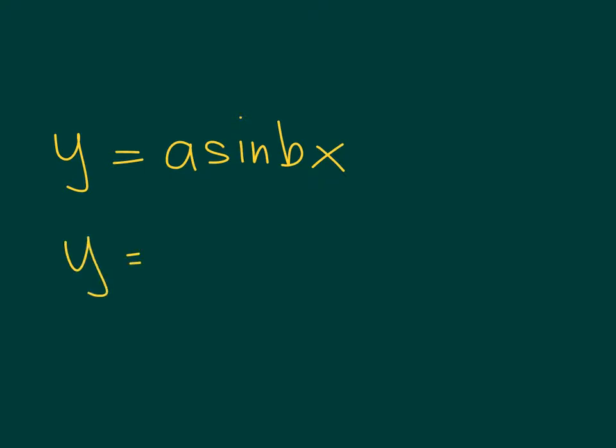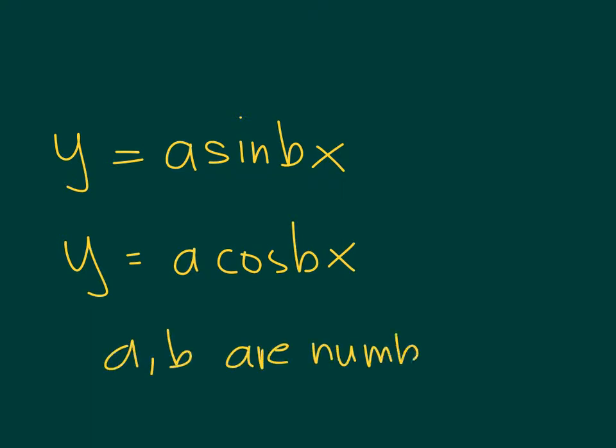Okay, so for graphing concepts in trigonometry, for now you're still studying sine and cosine, right? Yeah. So we'll start with the most basic form. The functions follow this format: a sine bx or a cosine bx. A and b are numbers. They tell something about the graph of the function.